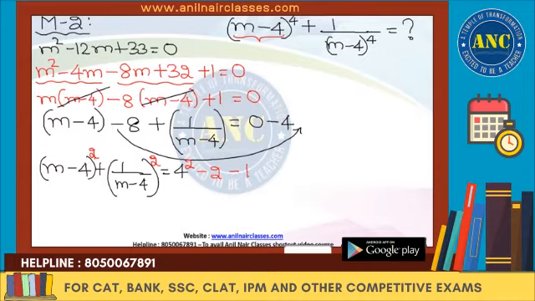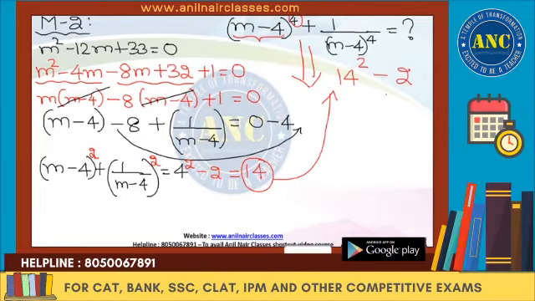16 minus 2, it will be 14. But the power is not 2 either. According to the question, the power should become 4. That means if I want to get this power as 4, then the final answer should be of the form k square minus 2 once again. 14 square minus 2, which is 196 minus 2, which is nothing but 194.